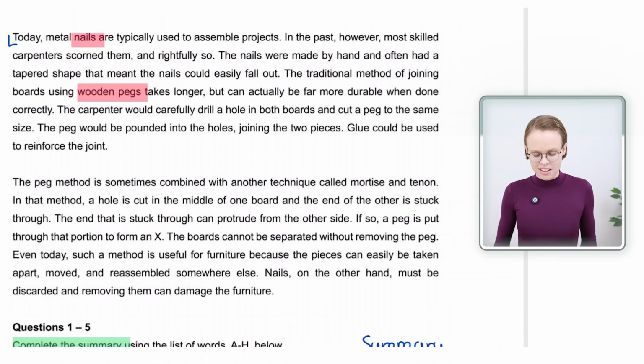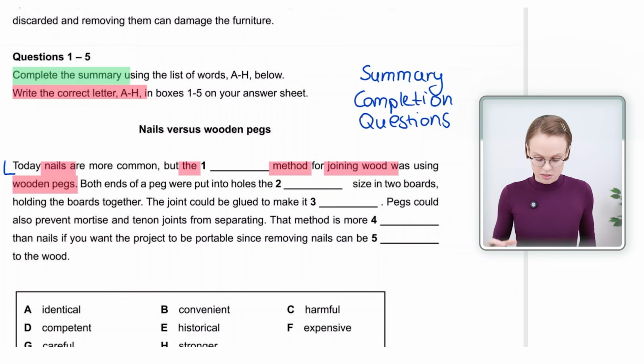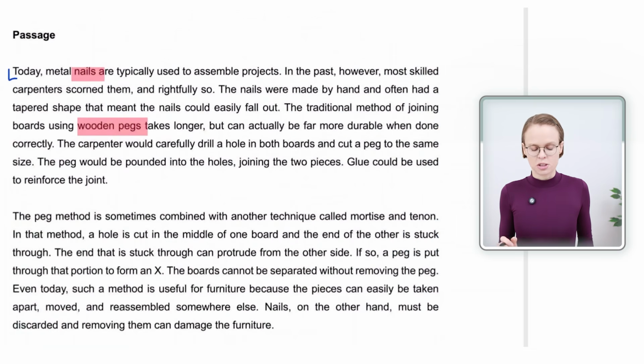Let's again have a look at our gap. What are we looking for? The sentence says, today nails are more common, but the something method for joining wood was using wooden pegs. That's what the passage says, right?